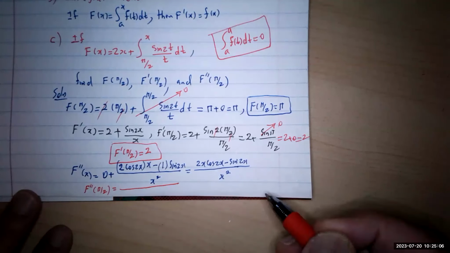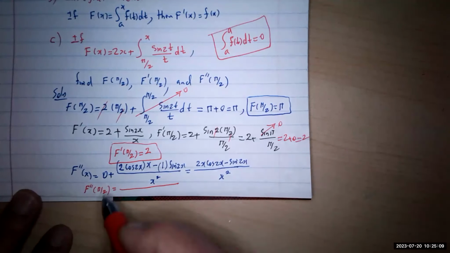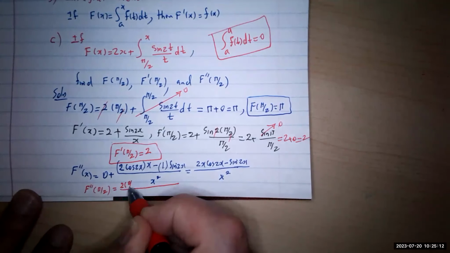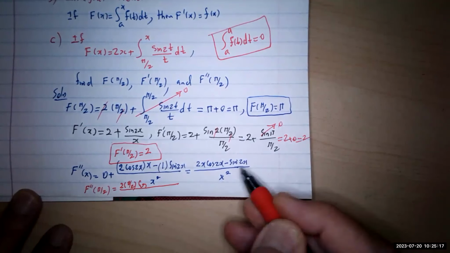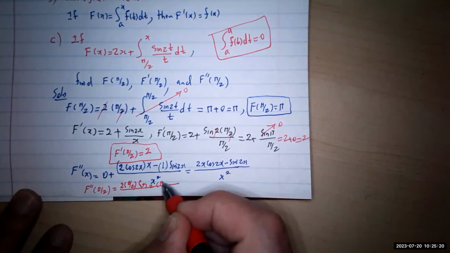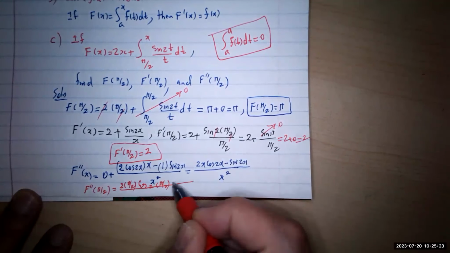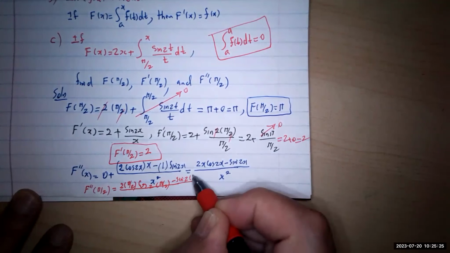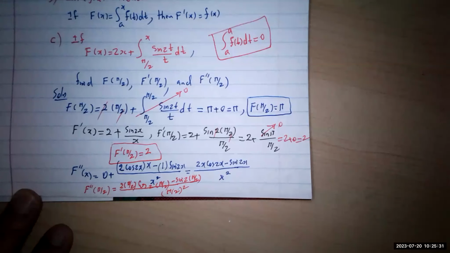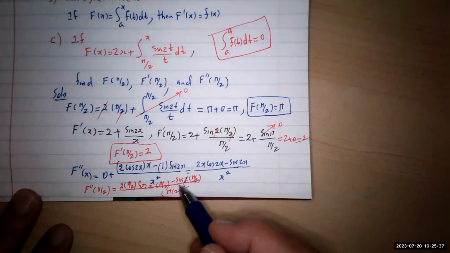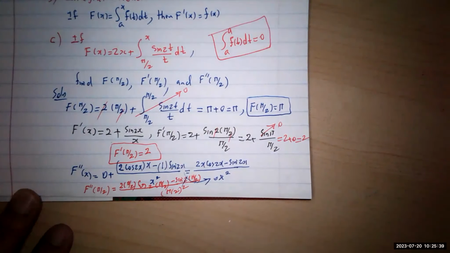Let's see if I can put it over here or just continue. It's going to be 2 times pi half, cosine of 2 times pi half, minus sine of 2 times pi half, divided by pi half squared. I will just finish it here. 2 and 2 cancel out. The sine of pi would be 0, so this would be out. This would be cosine of pi. And this is going to be pi.